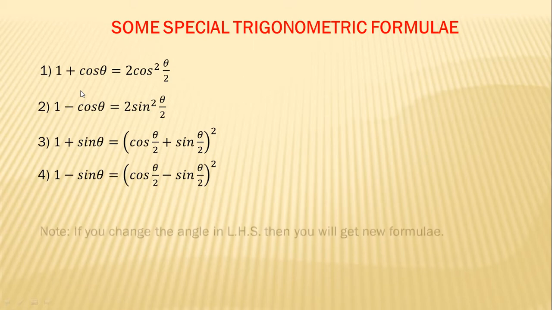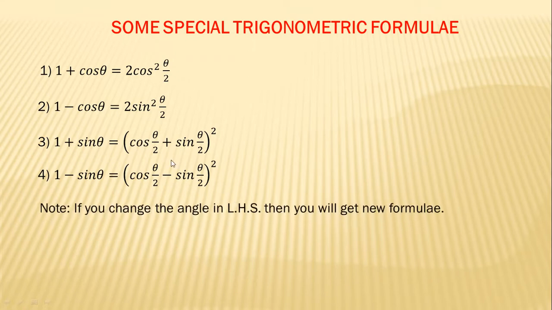So here if you change the angle in the LHS, then you will get a new formula. In this case, if theta is replaced by 2 theta, 3 theta, 4 theta, etc., then you will get another formula also. As we discussed in the last lecture, if you write 1 plus cos 2 theta here, then you will get 2 cos square theta. Here theta becomes theta by 2. Like that you can follow for every angle, for 2 theta, 3 theta, 4 theta, etc.